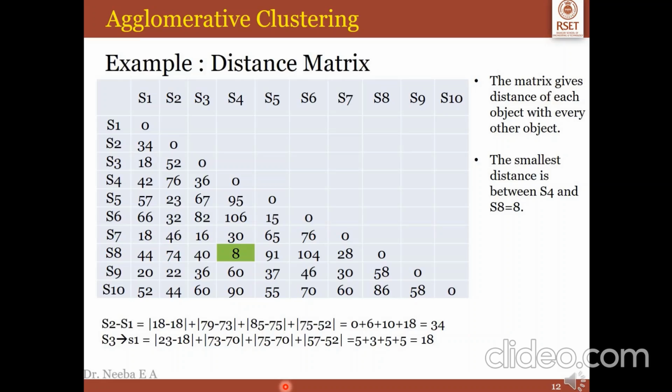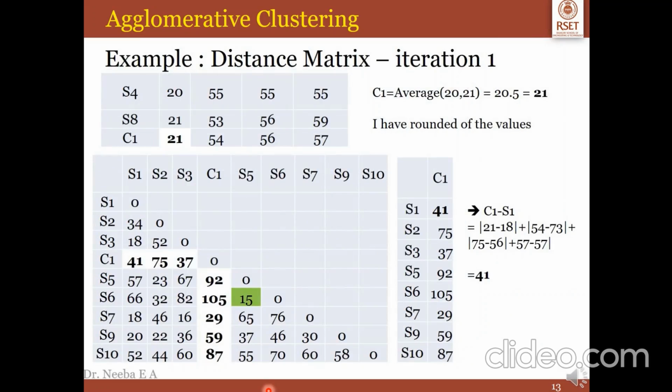Now we can see that the matrix given is calculated, and how it is calculated is shown below. That is the distance from S2 to S1 and S3 to S1. Now for S2 to S1 we can see how it is calculated and how we got the 34. You have to refer to the previous table also for all these values. After creating this distance matrix, we look for the smallest distance. Here 8 is the smallest distance, between S4 and S8. So we'll combine S4 and S8 to form a cluster.